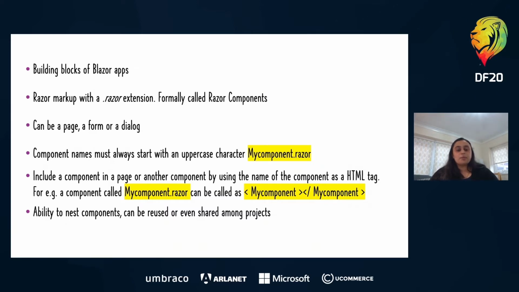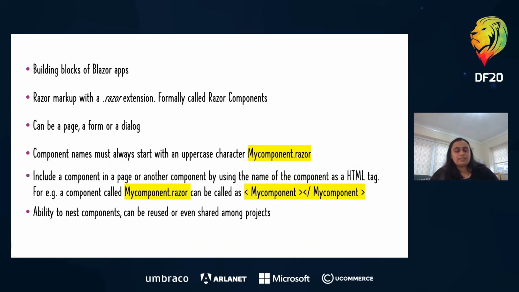Component names must always start with a capital or an uppercase letter in Blazor. That's one of the prime requirements. And if I have a component called myComponent.razor, I can use that in another component, or call my component from other Razor component pages, by using the name of the component as an HTML tag itself. So as you can see here, myComponent.razor becomes an HTML tag in itself, like an HTML element.